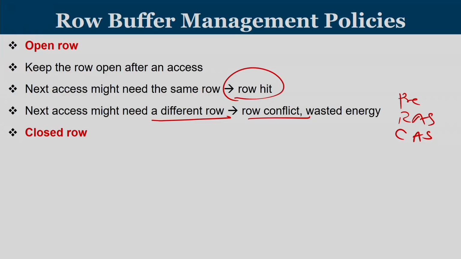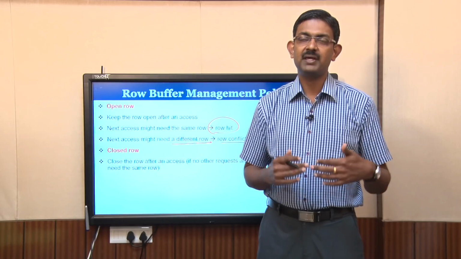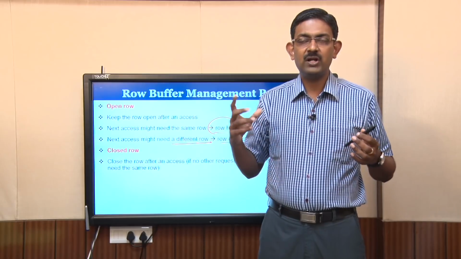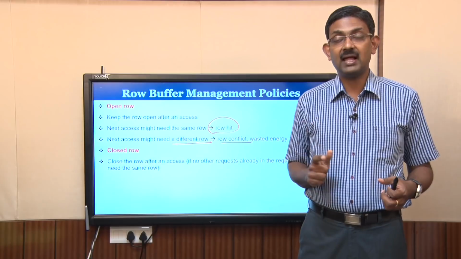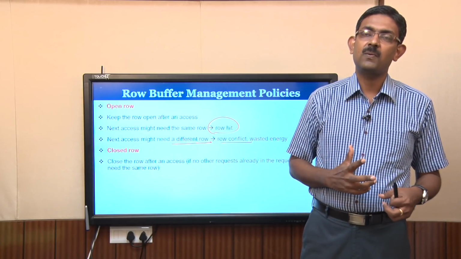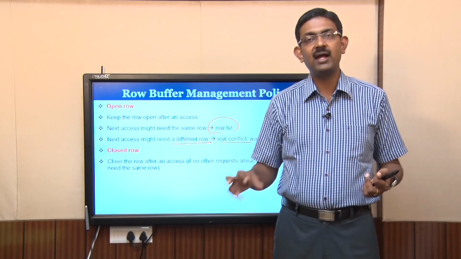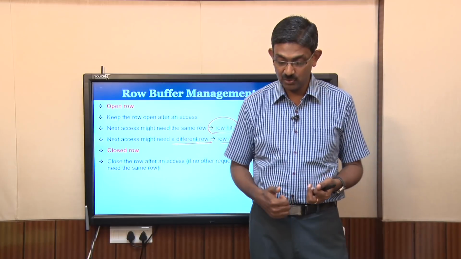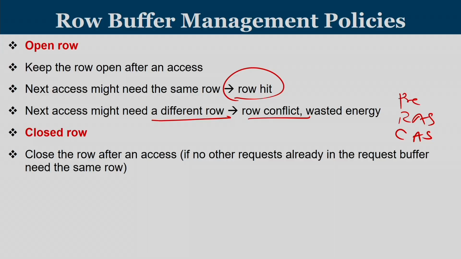The second policy is known as the closed row policy. In the case of a closed row policy, what we do is close the row after the access. So for every access, we close the row by applying a pre-charge signal. Once you use a pre-charge signal, the contents of the row buffer are transferred back to the row, hoping that the next request will be to a different row. If the next request is to a different row, I have already done the pre-charging, so only row activation is required. So close the row after an access if no other request is already there in the request buffer.